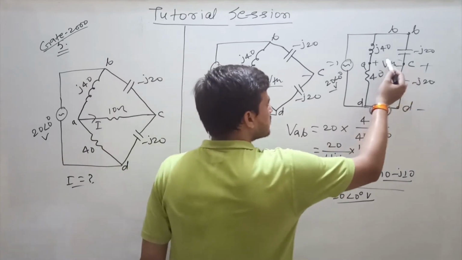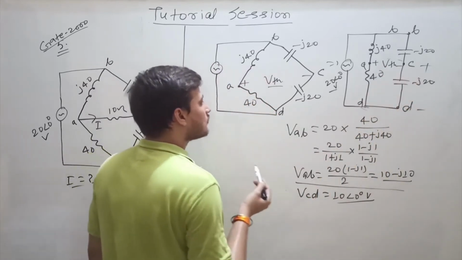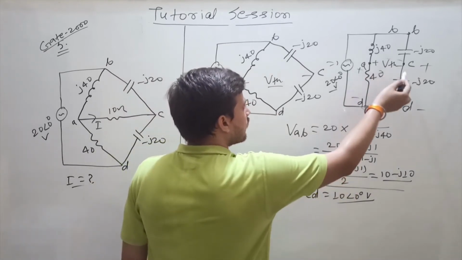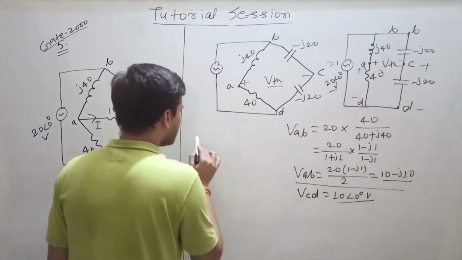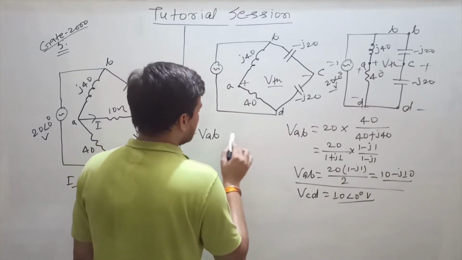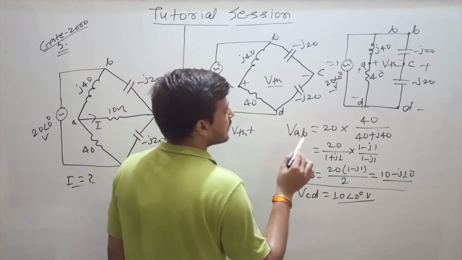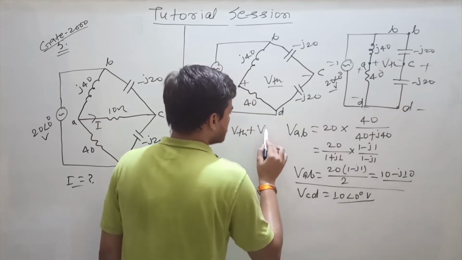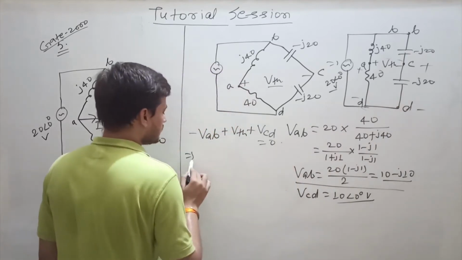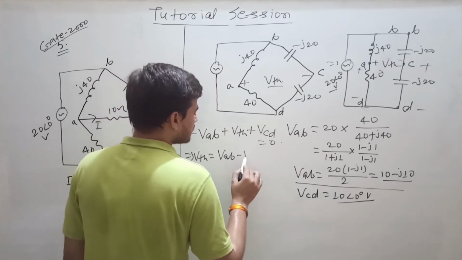Now come to this loop. If you are able to apply Kirchhoff's voltage law, so what will be Kirchhoff's voltage law? Start from this point, come to this point. So here it is minus VAD plus VTH plus VCD will be equal to 0. From here you can write VTH will be equal to VAD minus VCD.